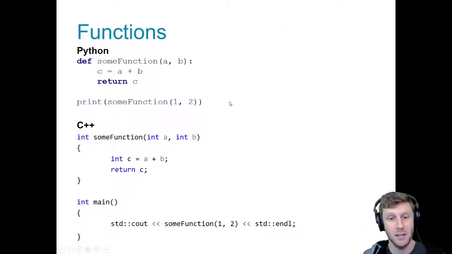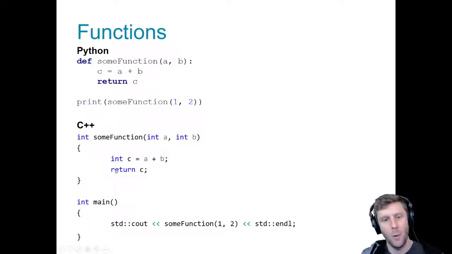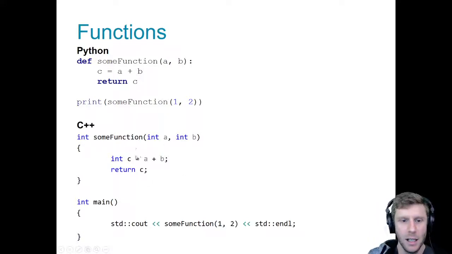Now in C++, there's going to be a little bit more stuff going on. So we've got our main here. And if we look at this line here with the print, we know that this is effectively like the prints in C++. And we're saying, okay, print out the result of some function 1, 2. So that's the same, right? But when we look up at the function here, there are a couple of differences.